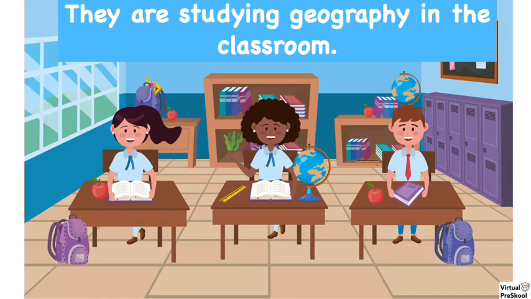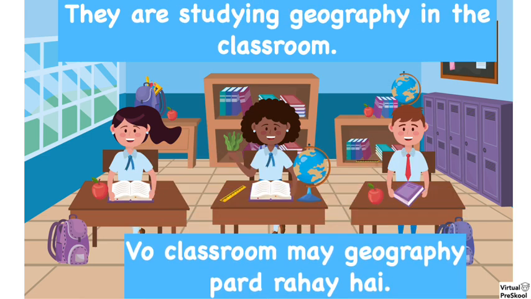They are studying geography in the classroom. So before we had they are in the classroom, now we're doing they're studying geography in the classroom. So you have to remember to study. What is to study in Hindi? Let's take a look at the answer. वो क्लासरूम में geography पढ़ रहे हैं. So your verb is पढ़ना. And again, this is a present continuous sentence. वो क्लासरूम में geography पढ़ रहे हैं.